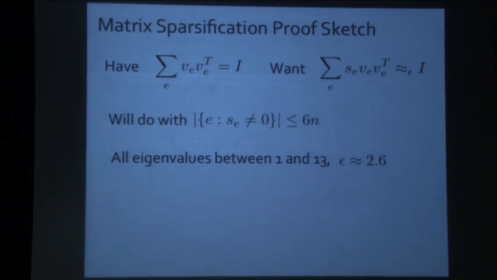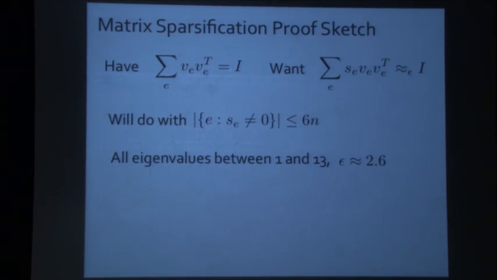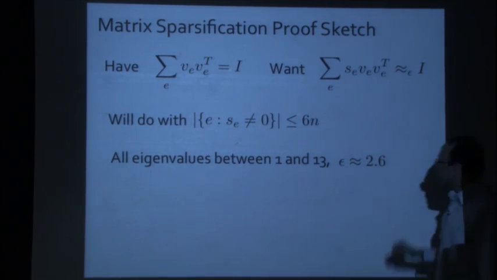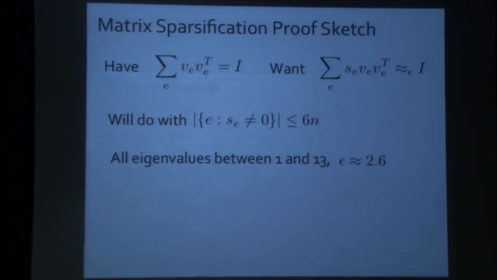So I'm going to put in some particular numbers to help illustrate. If my vectors live in n dimensions, I will form a collection of 6n of them. And after scaling, all the eigenvalues will lie between 1 and 13. That will get me a value of epsilon being 2.6, where I think 2.6 plus 1 squared was 13. It's approximately 2.6. So here's the idea behind the argument.